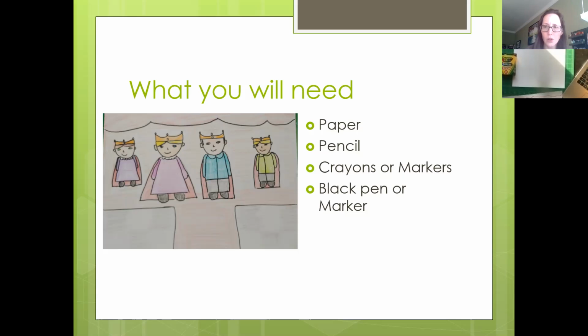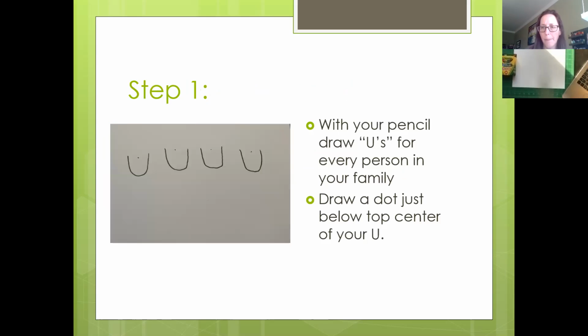Okay. So you're going to start with a pencil, but I did my drawings with markers so you could see them a little better. The first thing you're going to do is these U's. You're going to do a U for every member of your family, because these are eventually going to be the faces and the crowns. So I wanted to show you that. You want to do the U's, and then you want to put a dot just a little bit below the top, in the center of your U. Okay.